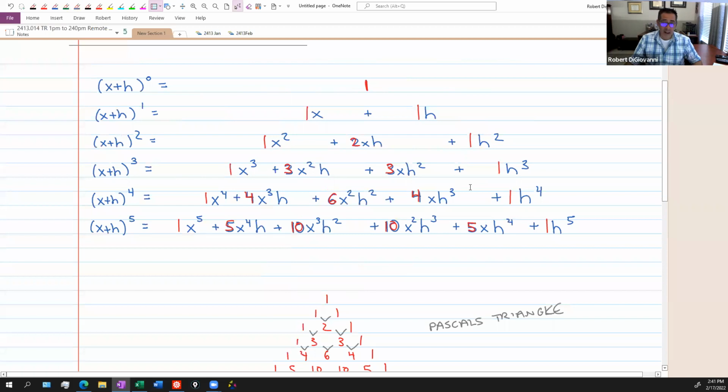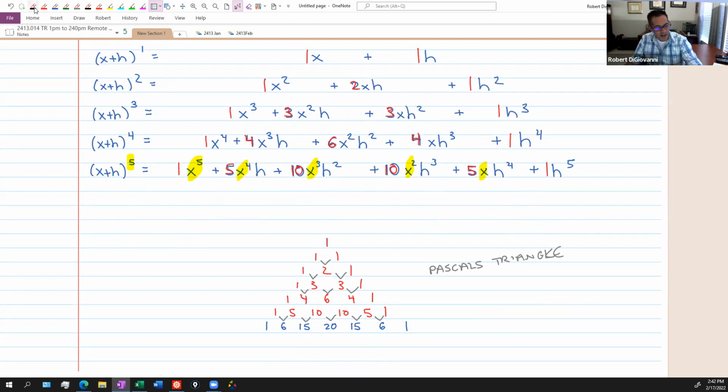Now, that's what's happening with the numbers. In terms of the letters, the variables, it's a simple pattern. Look at the x's. Tell me what's happening as I move from left to right. They're decreasing in power, and they always start with the power we have here: x to the 5th, x to the 4th, cubed, squared, x, gone. What about the h's? They're increasing in power. It's the opposite: no h, h squared, h cubed, h to the 4th, h to the 5th.